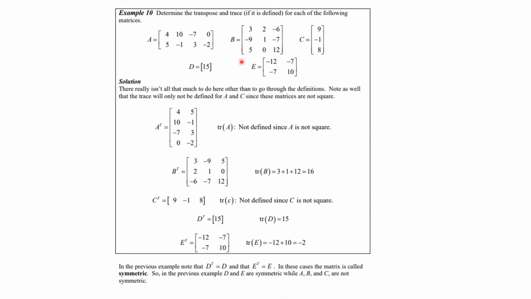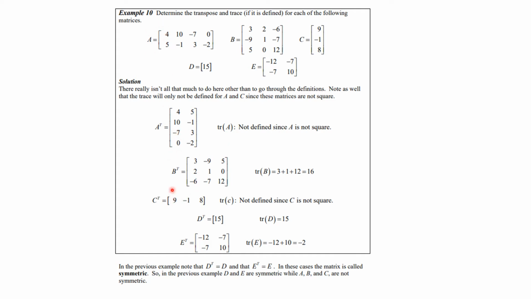So let's practice that just a little bit. Let's start with A, B, C, D, and E. If we take the transpose of A, what will happen is that instead of being a 2 by 4, it's a 4 by 2. The first row is the first column, and the second row is the second column. Now the trace of A is not defined because A wasn't a square matrix.